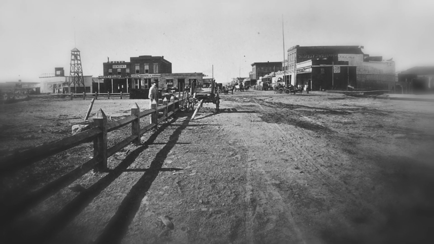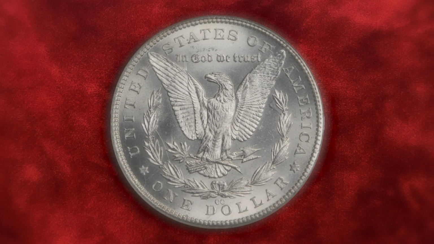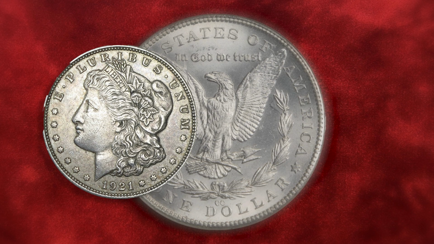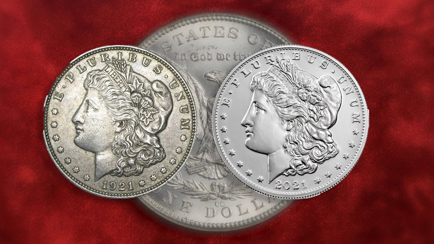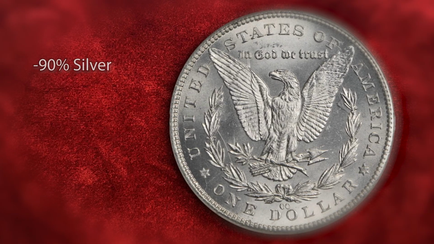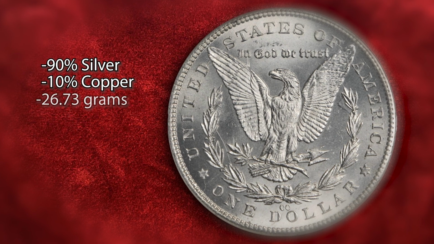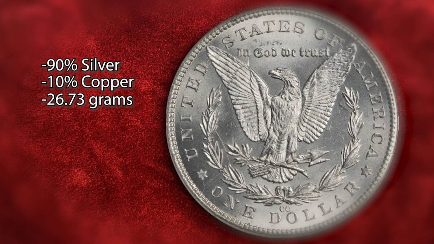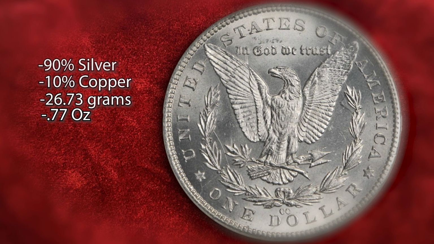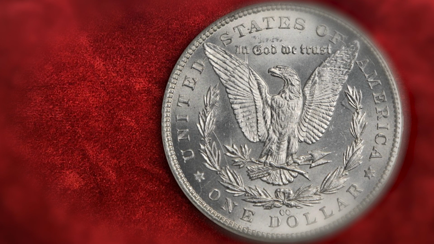Morgan Dollars were minted from 1878 to 1904. They were briefly minted again in 1921. When we passed the 100-year anniversary, they started minting a couple more, like in 2021. Morgan Dollars were composed of 90% silver and 10% copper, weighing 26.73 grams in total, with about 0.77 ounces of pure silver. But it isn't just the silver content that makes these coins valuable.